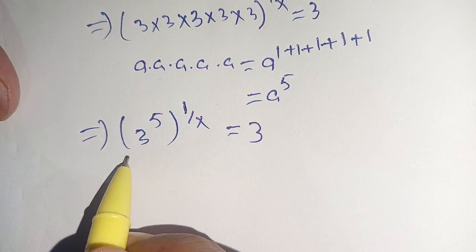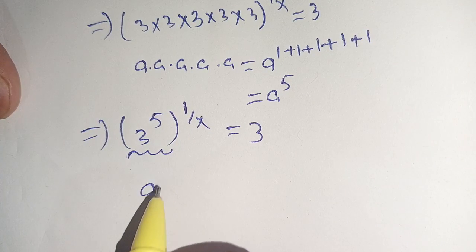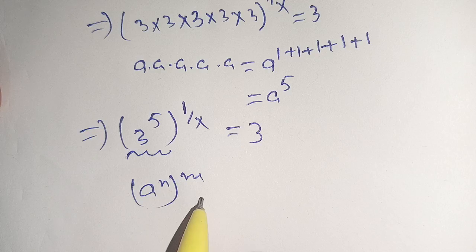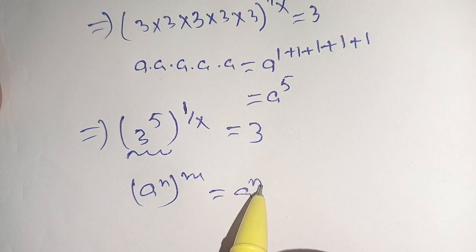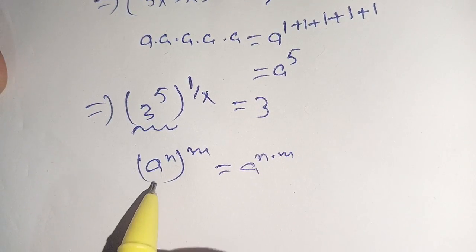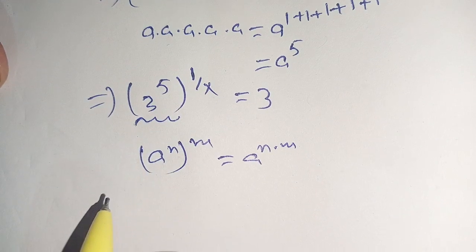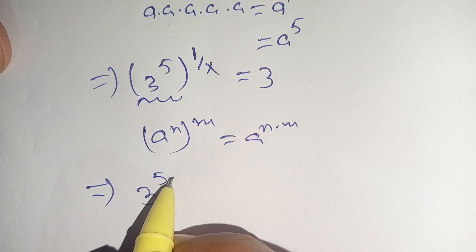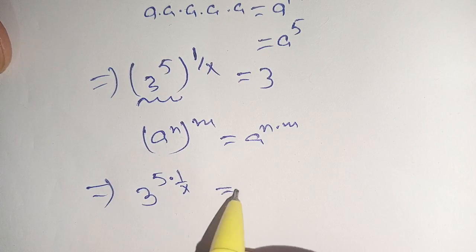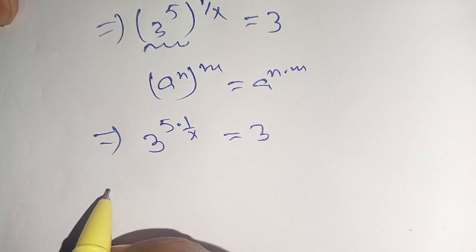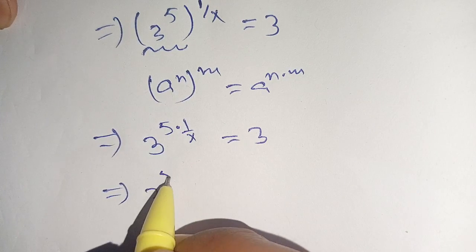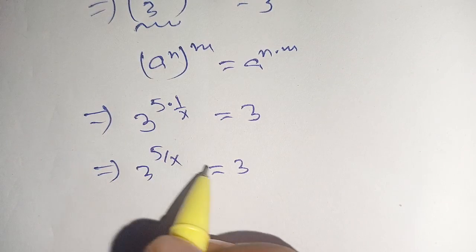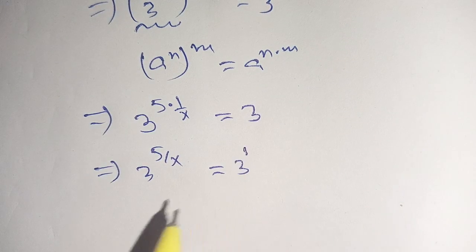Now our left hand side is in the form of (a power n) whole power m, and we know that it is equal to a power n times m. On applying this identity on our left hand side, we get 3 power 5 times 1 divided by x is equal to 3. Now we get 3 power 5 divided by x is equal to 3, and we can write it as 3 power 1.